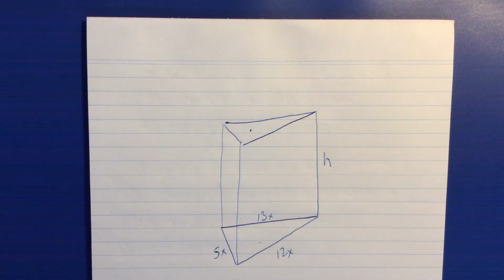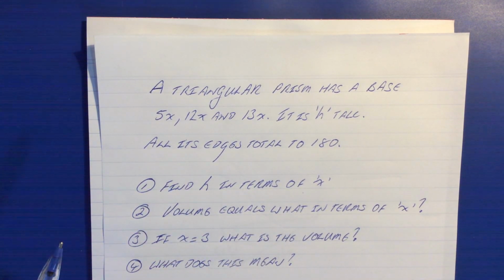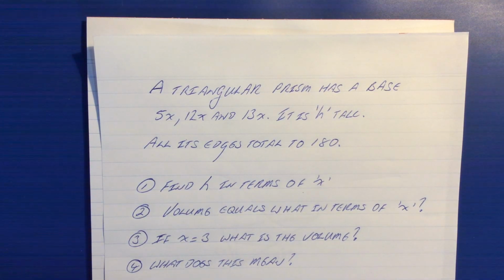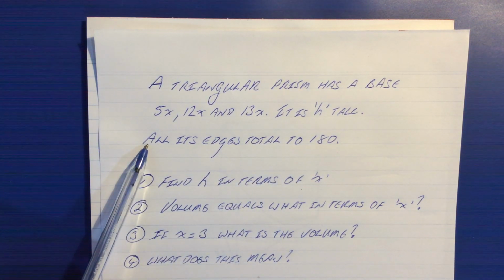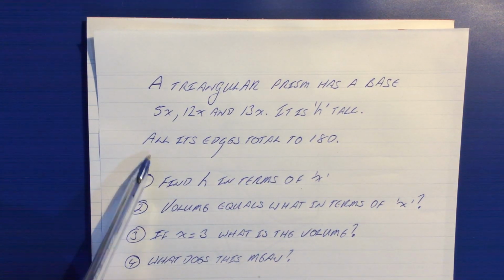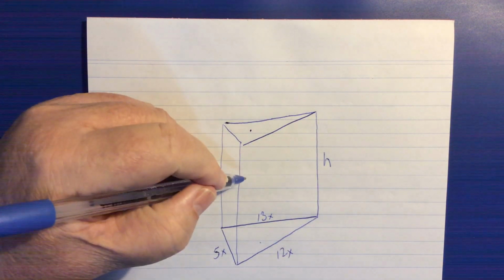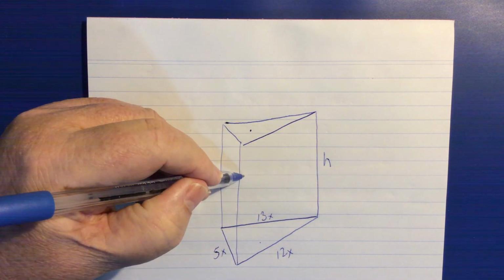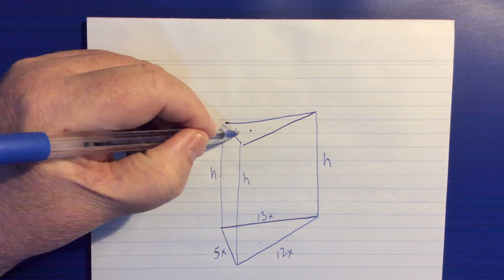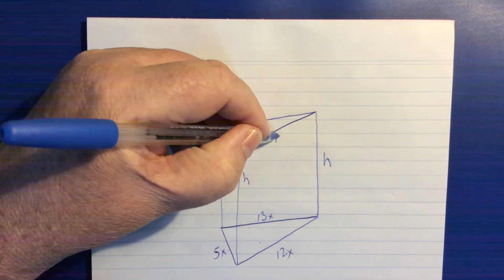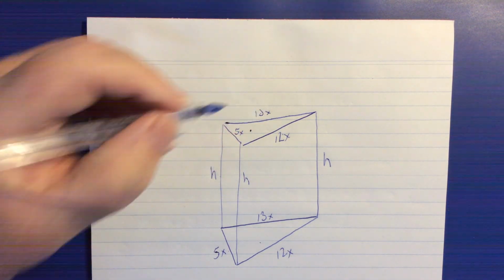Okay, first question. Find h in terms of x. Now, the only way that we can do this is to make use of this piece of information here, that all of the edges add up to 180. Now, all of the edges, what does that mean? That means that we don't just have one edge, which is h in length. We have 3. 1, 2, 3 of these. That this is 5x as well, that this is 12x, and that this is 13x.